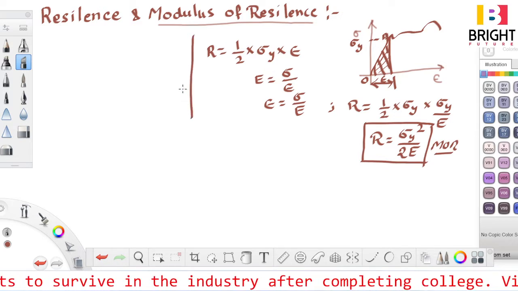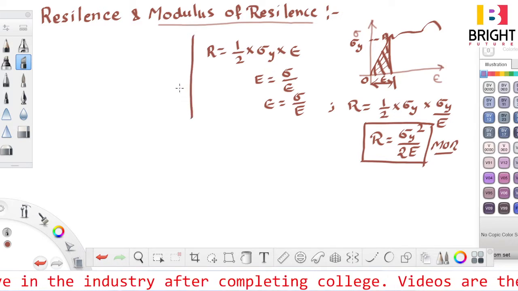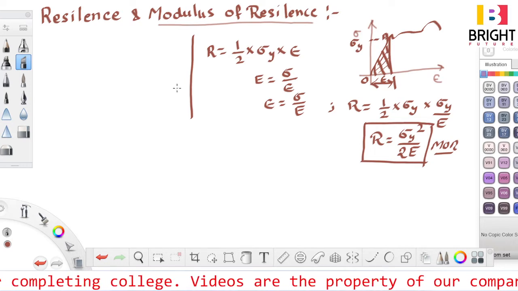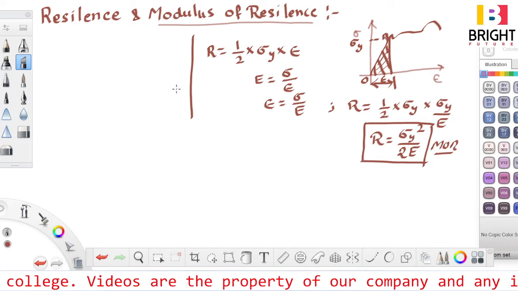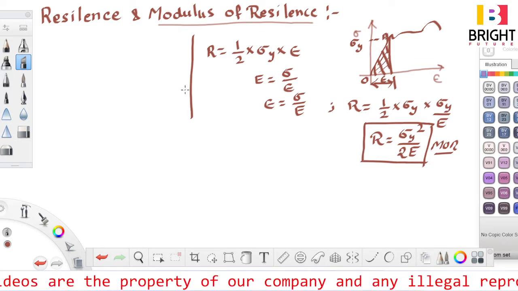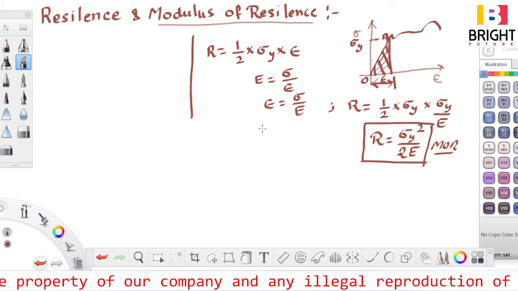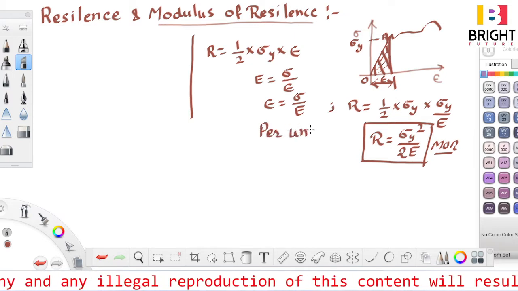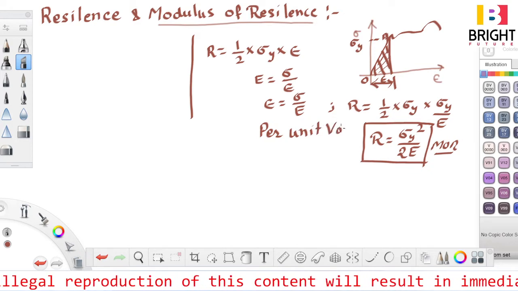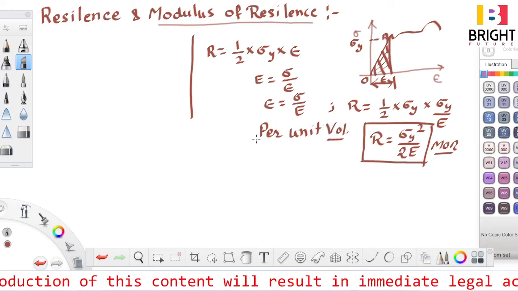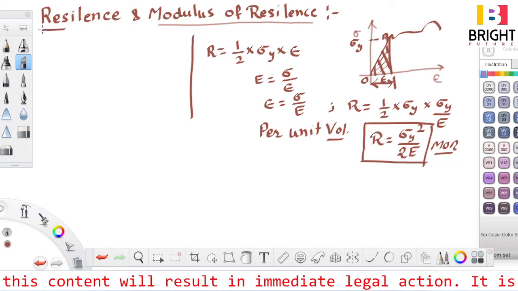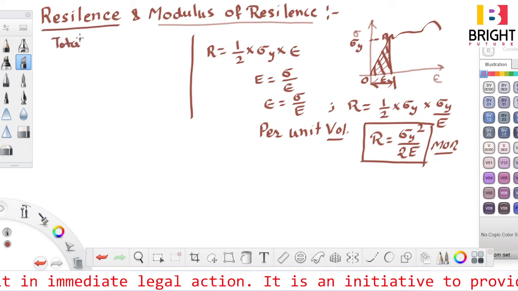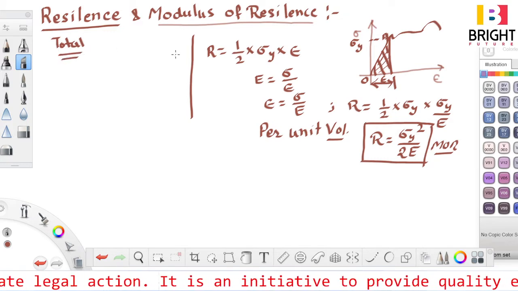Resilience is the total strain energy stored in a given volume of metal within the elastic limit, which may be released after unloading. This is known as resilience. The modulus of resilience is per unit volume. This should be remembered for modulus of resilience, and for resilience, it is the total strain energy. Now how will you get the total strain energy?